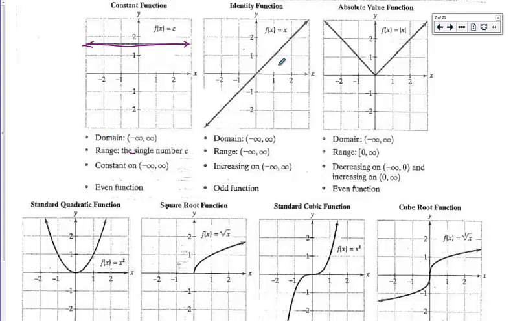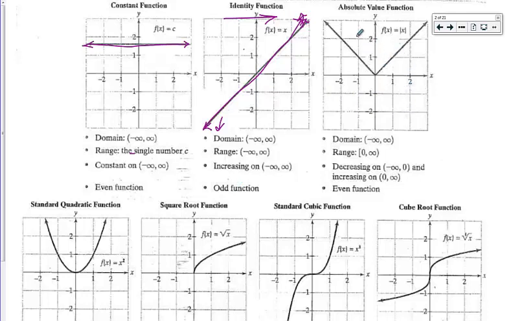The identity function, that is f of x is equal to x. Again, negative infinity to infinity for your domain because it's going forever in both directions. Same is true for range in this case because it's going up and going down, right? Increasing on, I skipped this over here. The constant function is constant from negative infinity to infinity because it's staying the same. This one is increasing from negative infinity to infinity because it's always traveling up. We always read it from left to right. And it's an odd function because it has symmetry over the origin.